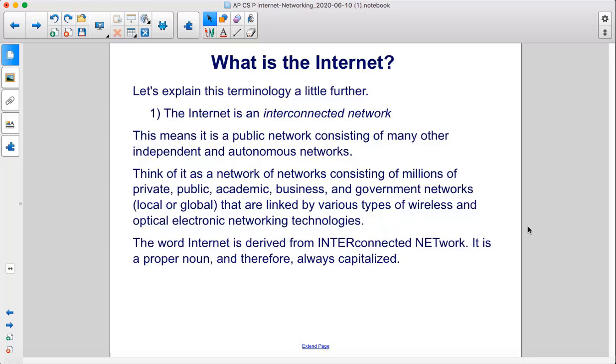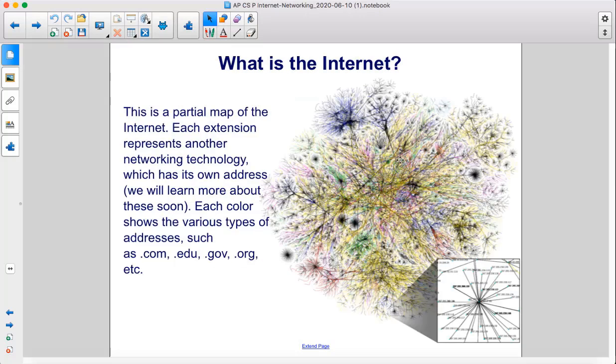The word Internet is derived from interconnected network. It is a proper noun and therefore always capitalized. This is a partial map of the Internet. Each extension represents another networking technology, which has its own address. We'll learn more about these soon. Each color shows the various types of addresses, such as .com, .edu, .gov, .org, etc.